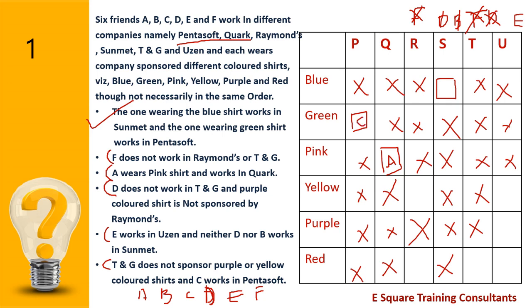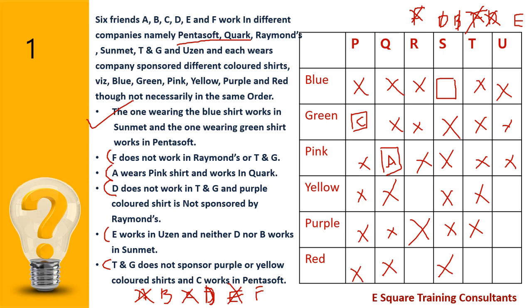Now, see, we can eliminate A because A's story is already over. A works in Quark and wears pink color shirt, and C's story is also over, which means C works in Pentasoft and C wears green color shirt. So I'm done with A and C. And all I know is E works for Usen. So I have fixed E for Usen. So I'm also eliminating U.